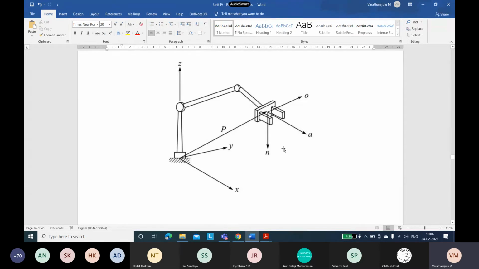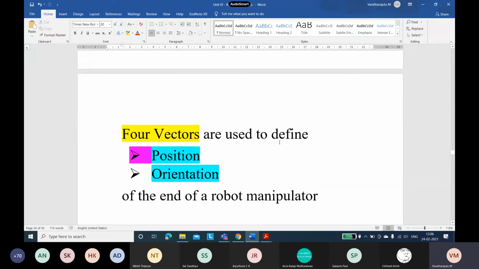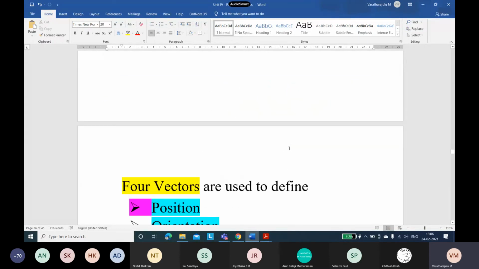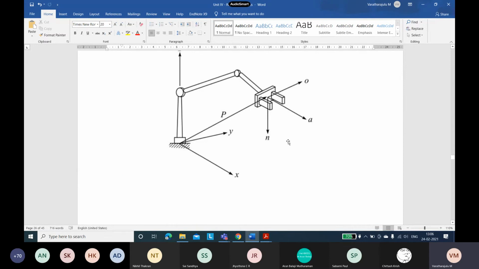And the third vector is N, the normal vector, normal to O and A. That is why it is called a normal vector. Therefore, it is approach vector, orientation vector, and normal vector. That is why we have N, O, A, and P is the vector. Vector P represents the position of the end of the arm with respect to the base.